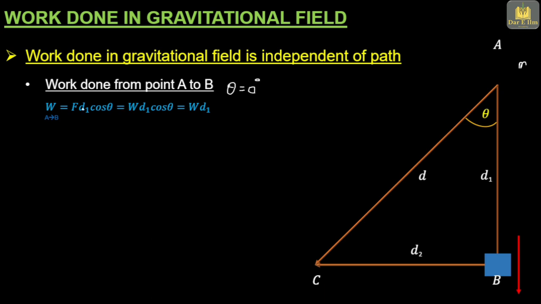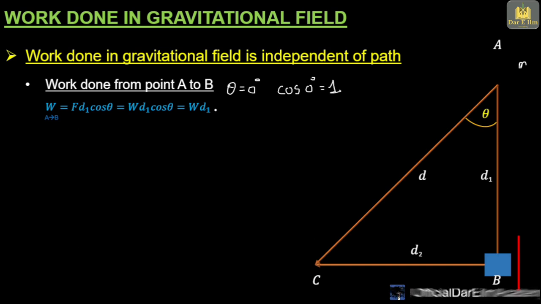So according to the equation for work, W is equal to F D cos theta. So W A to B is equal to F times displacement. We are replacing displacement with D1 cos theta, and for force we are replacing it with the weight, because the weight of this object, that is the gravitational pull of the earth, is responsible for its motion. So W D1 cos theta, theta is 0 degree, and cos 0 is always 1. So the result of this work is W, which is weight, multiplied by D1.